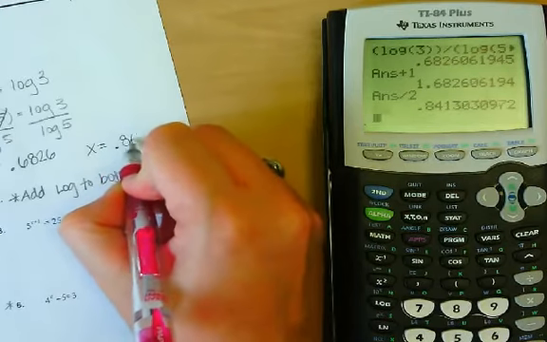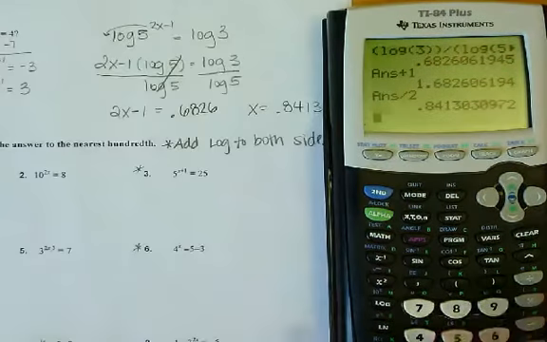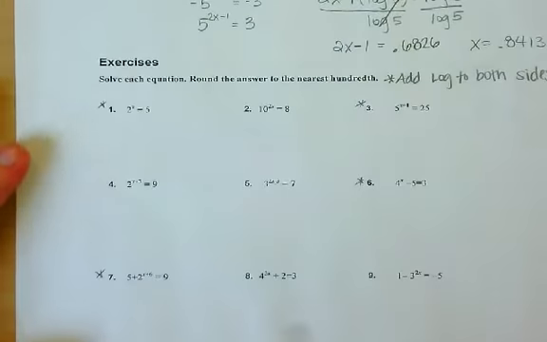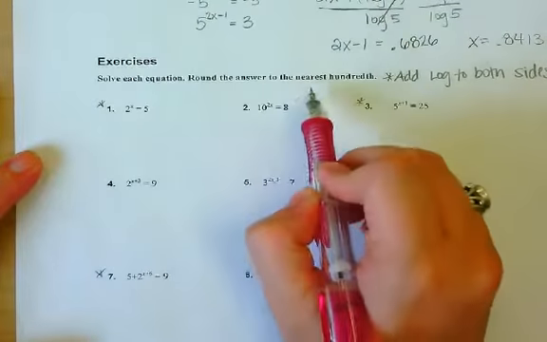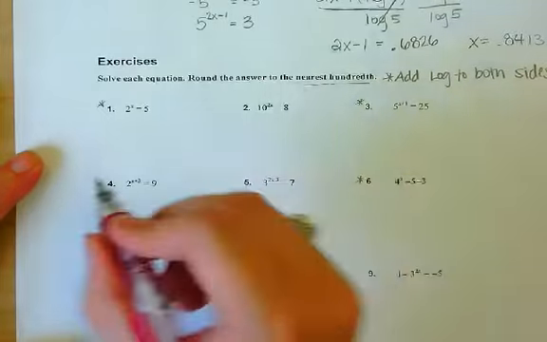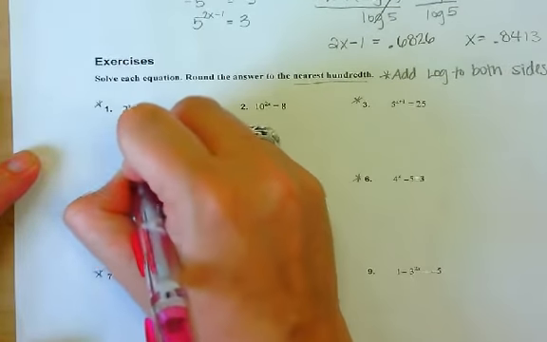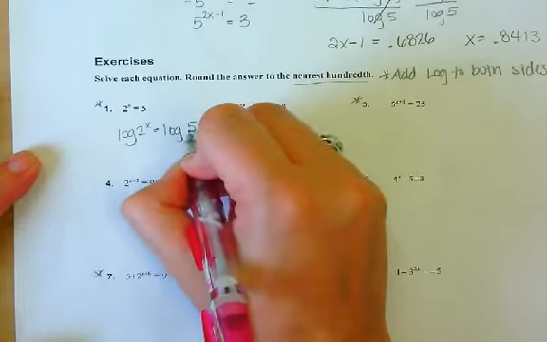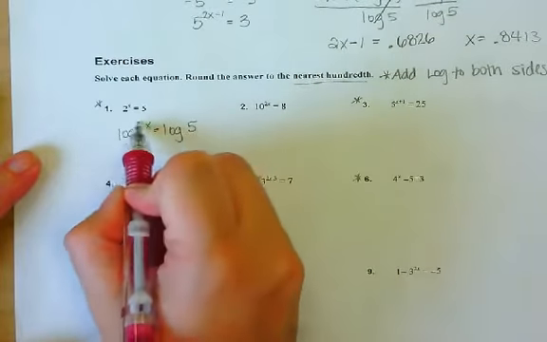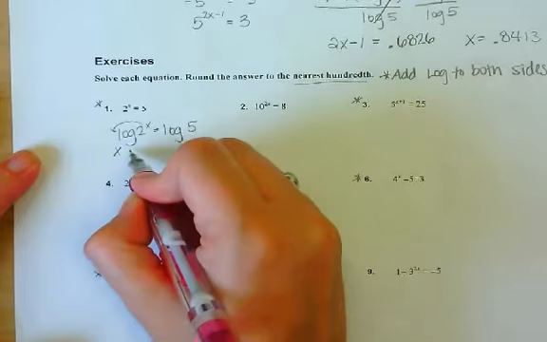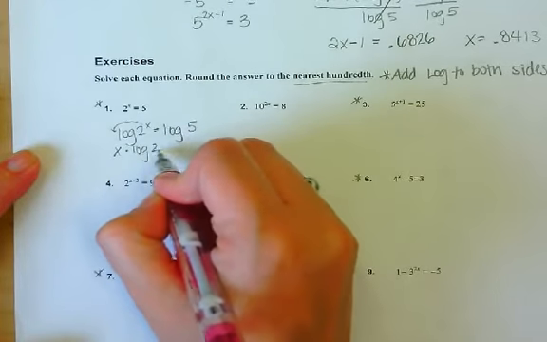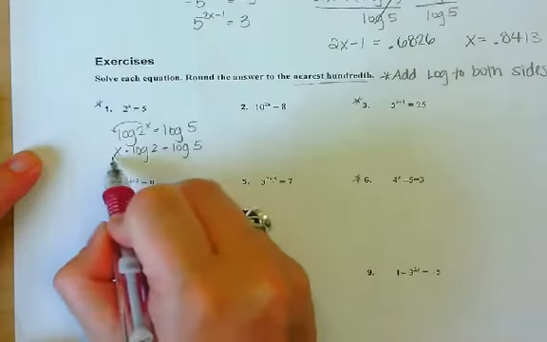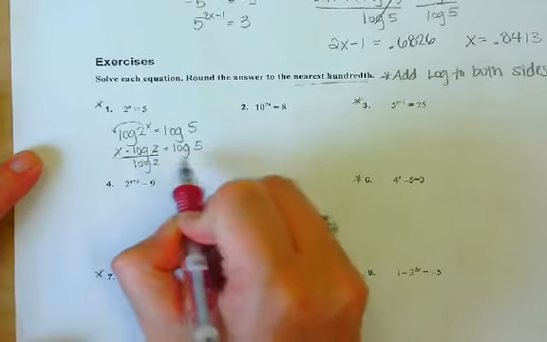So now, for a few more examples. For problem number 1, I'm solving the equation and I need to round to the nearest hundredth. So I'm going to add log to both sides. When I do that, my rules say that my exponent can come to the front. So x times log of 2 is equal to log of 5. Since this is being multiplied, I now need to divide both sides by log of 2 because I want x by itself, which is now what I have.